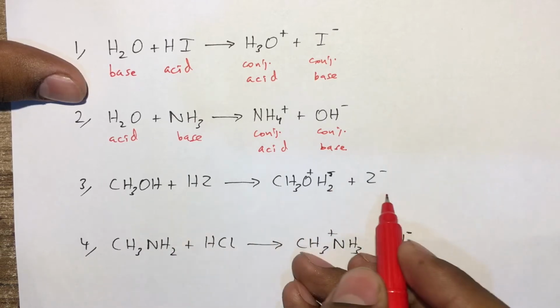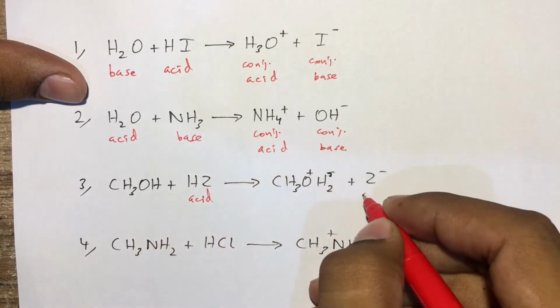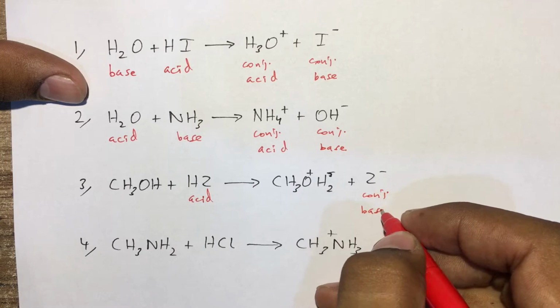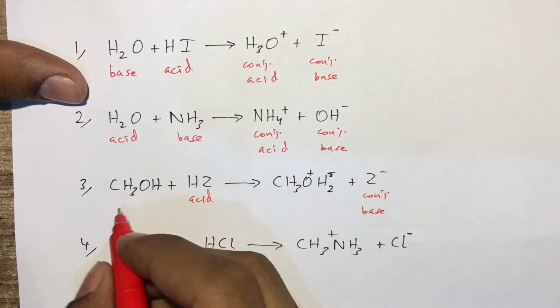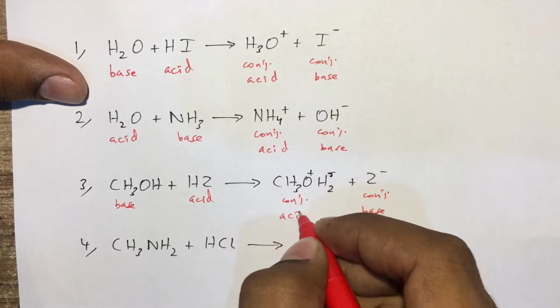Now this is a general reaction of CH3OH plus HZ forming CH3OH2 plus and Z negative. HZ is donating a proton, so it's an acid. Z negative will be a conjugate base. CH3OH is accepting a proton, so it will be a base, and this will be a conjugate acid.